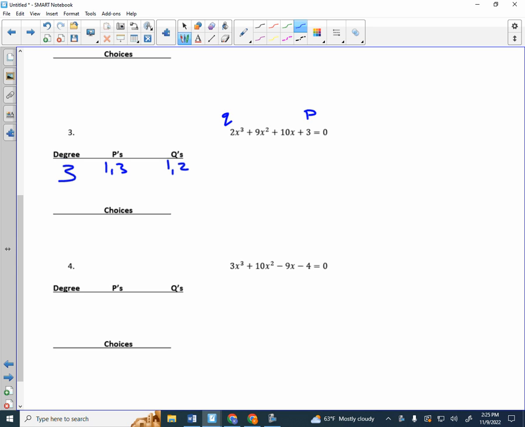So 1 divided by 1 is 1. And 1 divided by 2 is 1/2. 3 divided by 1 is 3. And 3 divided by 2 is 3/2. And there we have a total of 8 choices. So again, of the infinite numbers that exist, we've narrowed it down to only 8 could work. That's pretty good. And in fact, we can narrow it down even more than those 8.